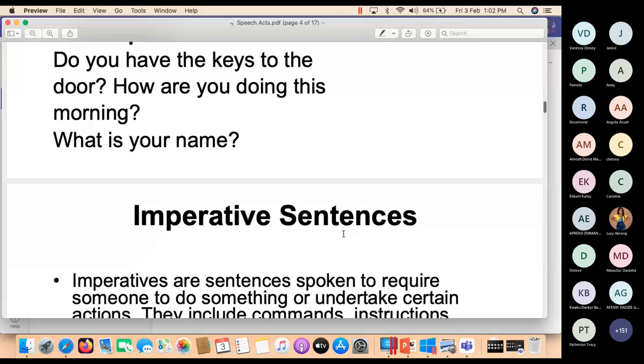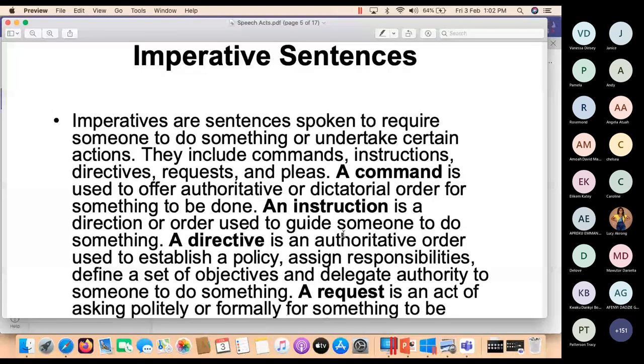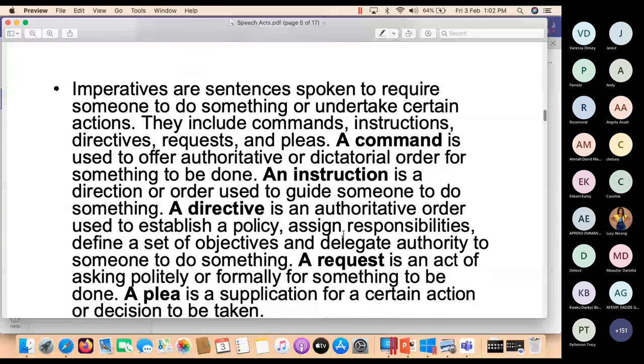Then we have the imperative sentences. Imperatives are sentences spoken to require someone to do something or undertake certain actions. So imperatives, you speak them when you want someone to do something. They include commands, instructions, directives, requests, and pleas. A command is used to offer authoritative or dictatorial order. An instruction is a direction or order used to guide someone to do something.